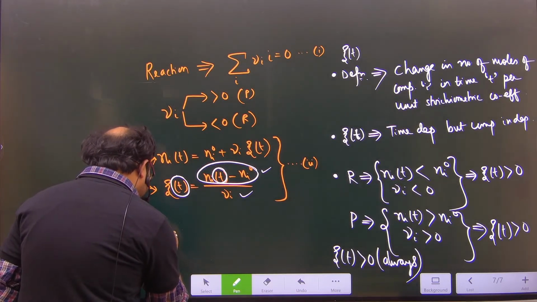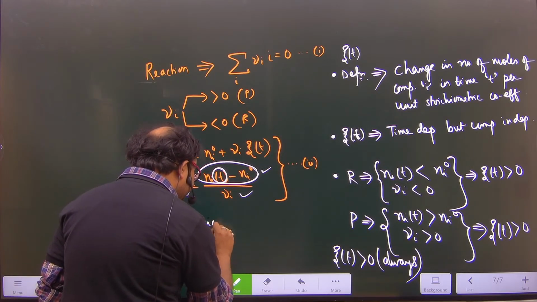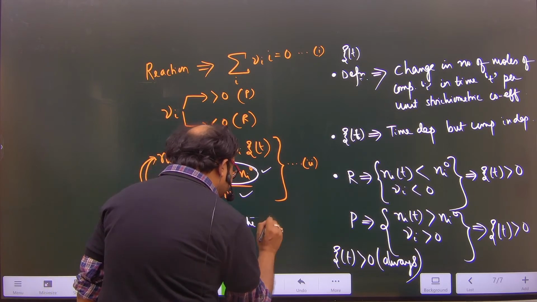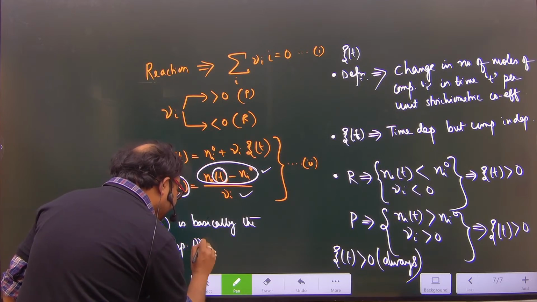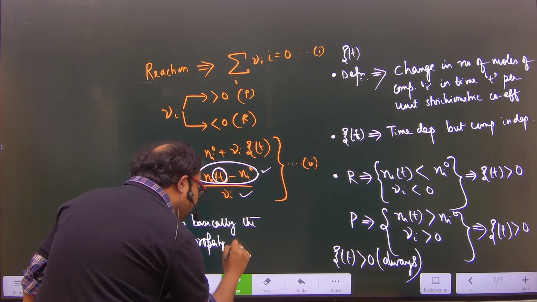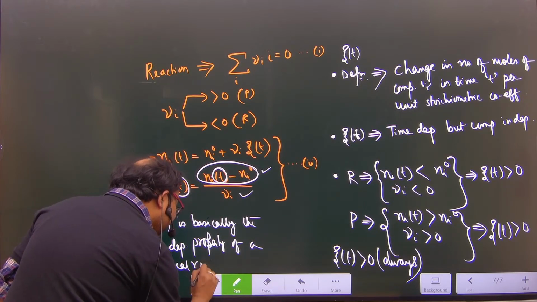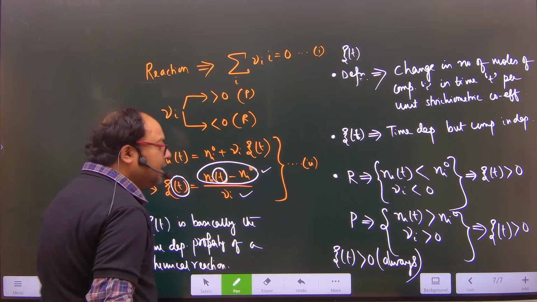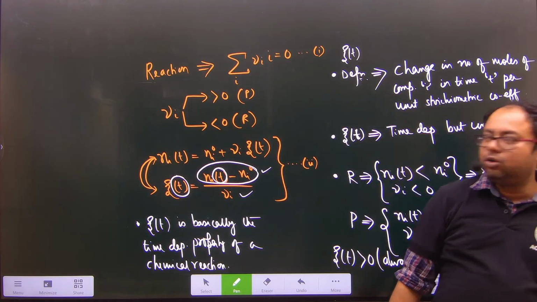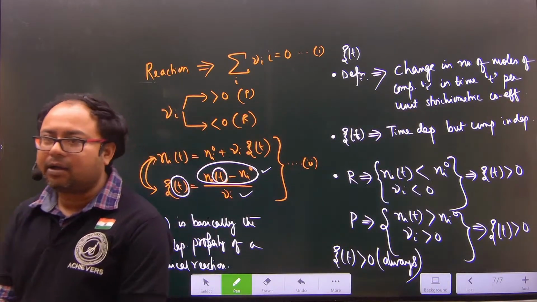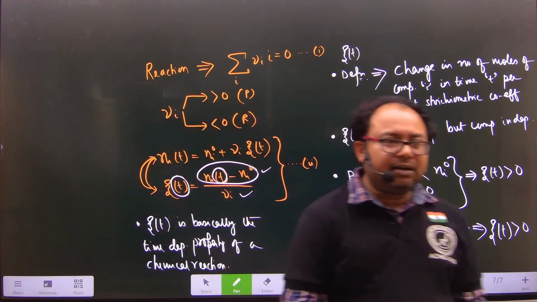The fourth point is xi t is basically the time dependent property of a chemical reaction. So it is bound to be the same for all the components. So that's all about the concept of the extent of the reaction.